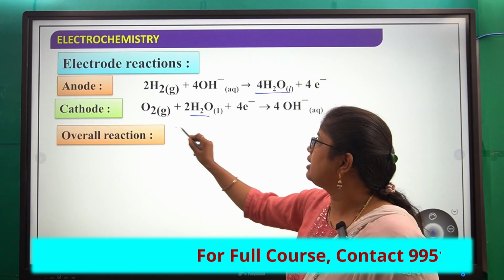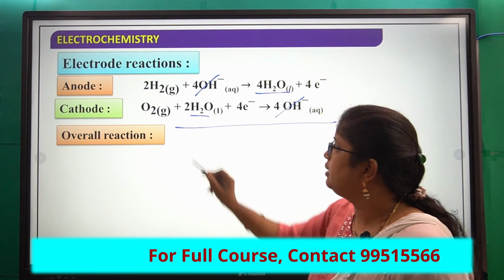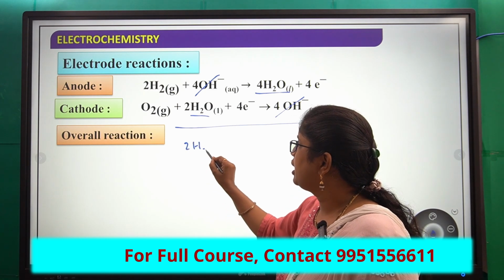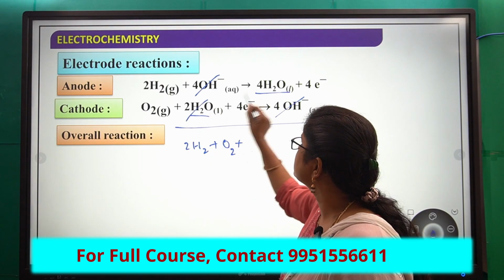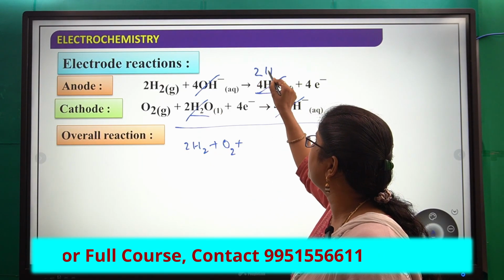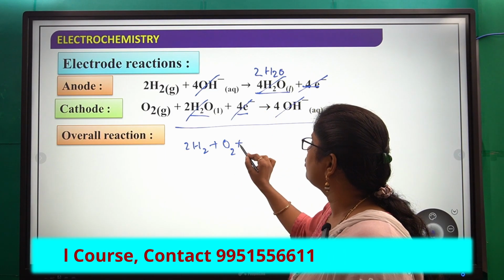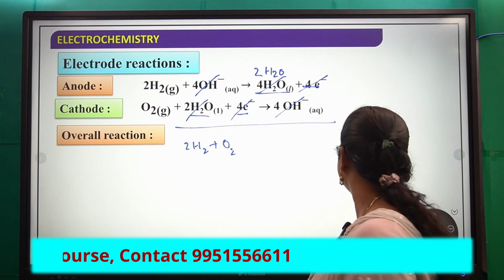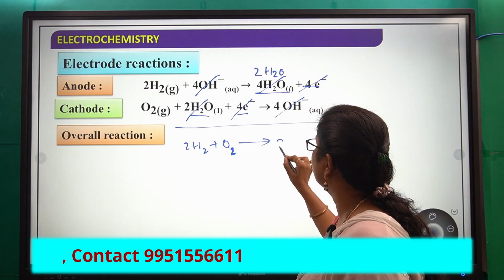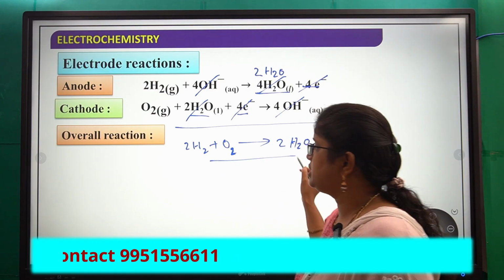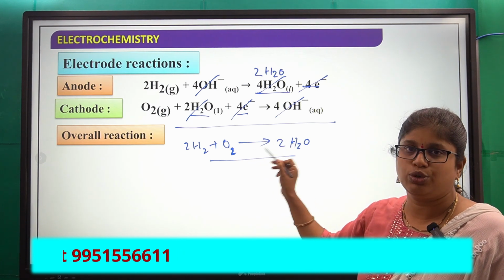So what is the overall reaction here? 2H2, and the 4 OH minus will get cancelled. Next, 2H2 combines with O2 plus. So here 2 water molecules and here 2. If we cancel 2, how many are remaining? 2H2. And 4 electrons here, 4 electrons there, cancel. So what is remaining here? 2H2 plus O2 gives 2H2O. That's it. This is the reaction which takes place in the fuel cells. The overall reaction is 2H2 plus O2 gives 2H2O.